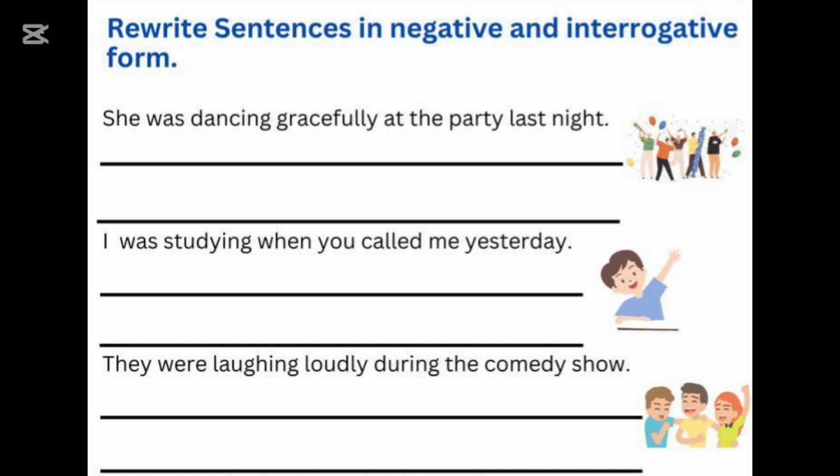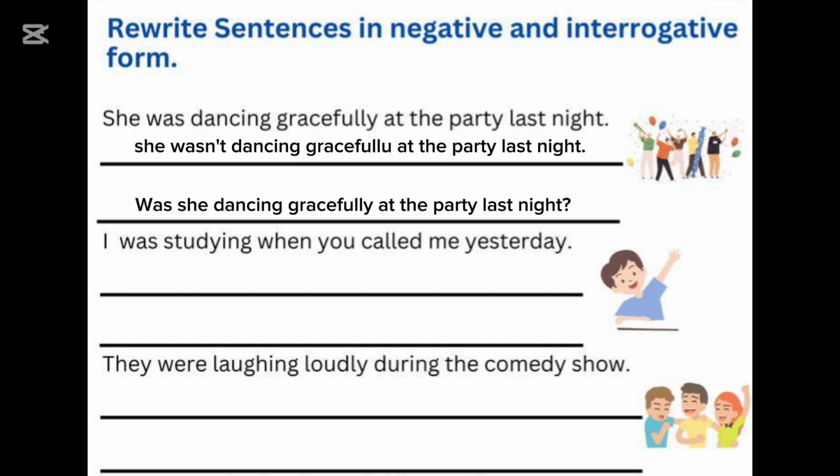The first sentence is, she was dancing gracefully at the party last night. So let's first do it in the negative form. Yes, we should add not after was. So she was not or she wasn't dancing gracefully at the party last night. Now for the interrogative, it is so easy. We just have to change the verb to be with the subject position. Yes, excellent, it is. Was she dancing gracefully at the party last night?